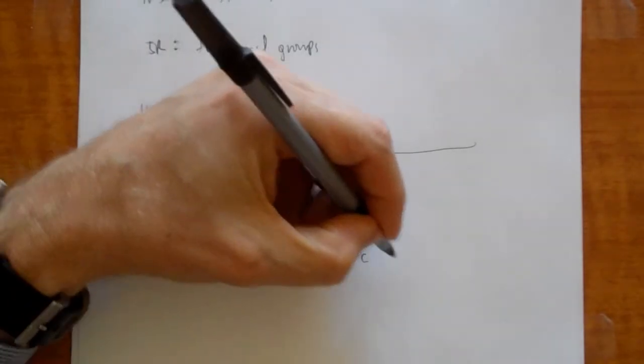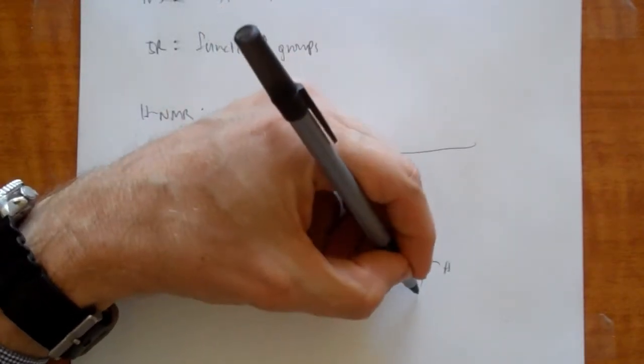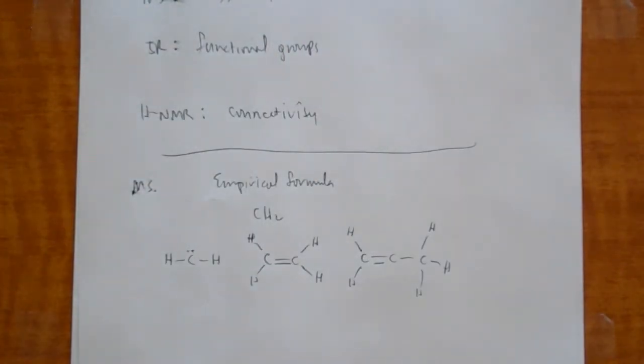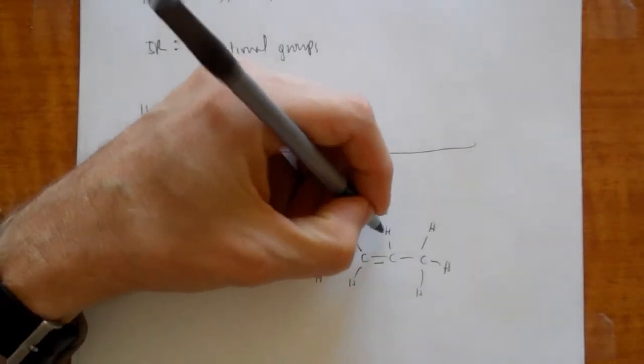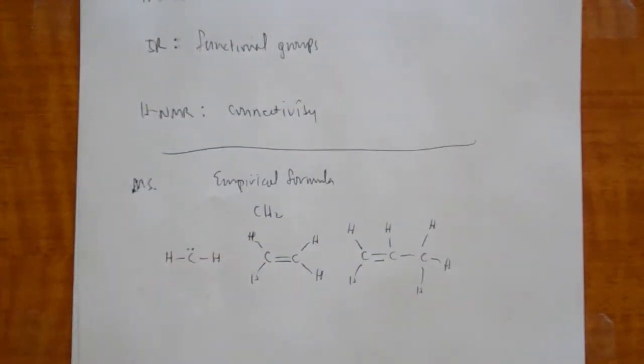Right? Or it could be three carbons and six hydrogens. Okay? So all three of these have the same empirical formula, and mass spec is going to tell us which one it is.